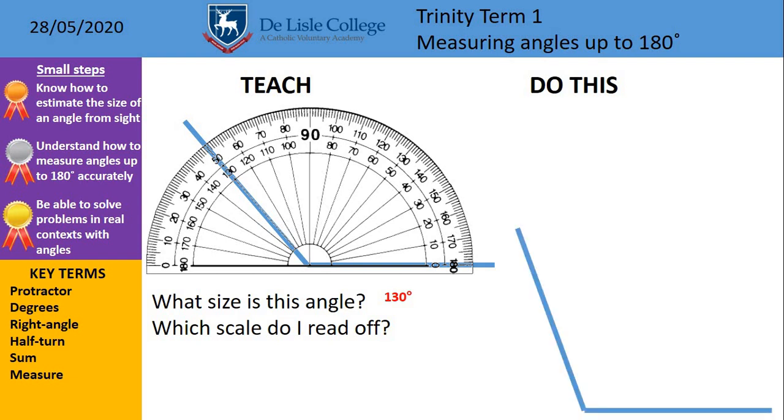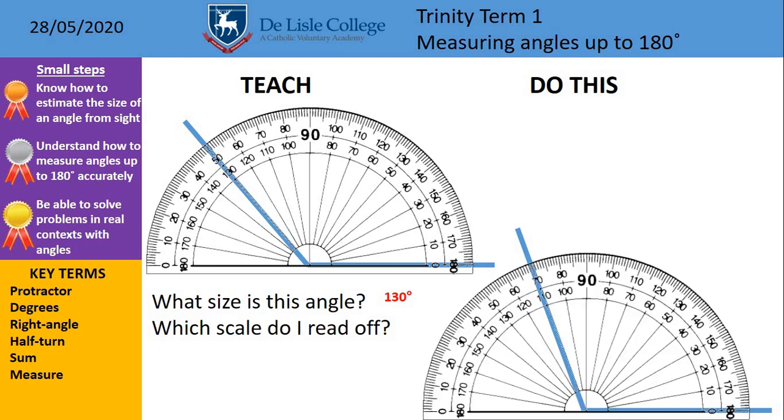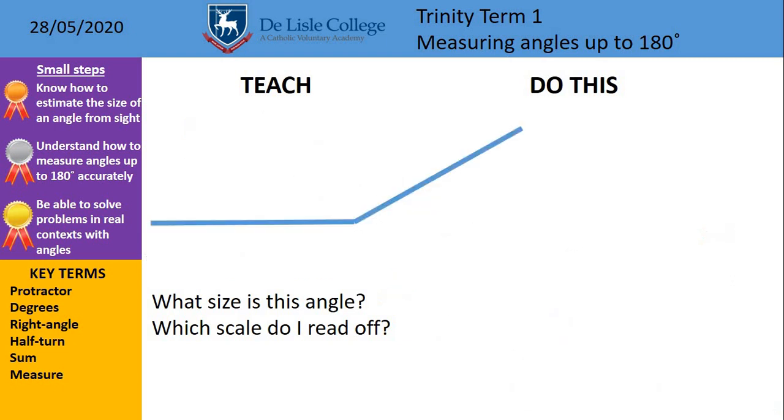I want you to have a go at the one on the right hand side. As I say, use the worksheet if you've got it. If not, place the protractor onto your screen now and you can still measure it there. Okay, and that one we should get is 110 degrees.